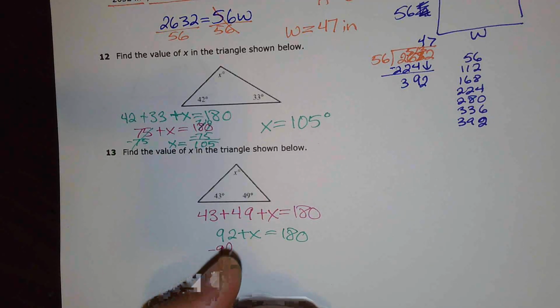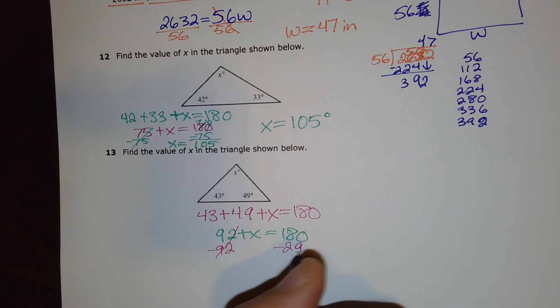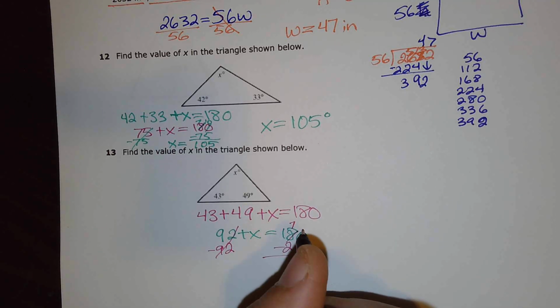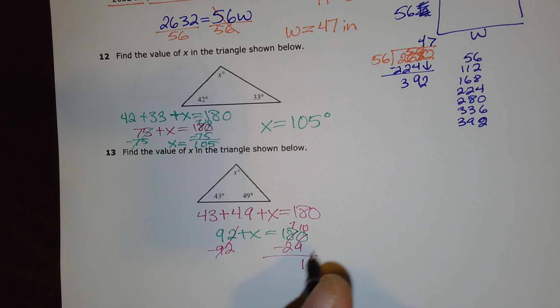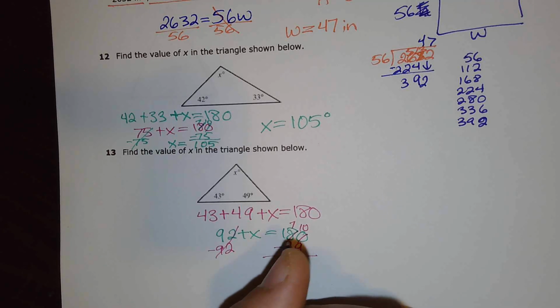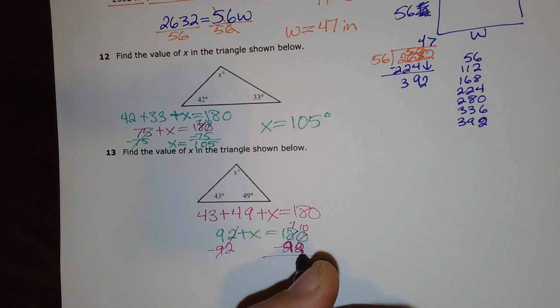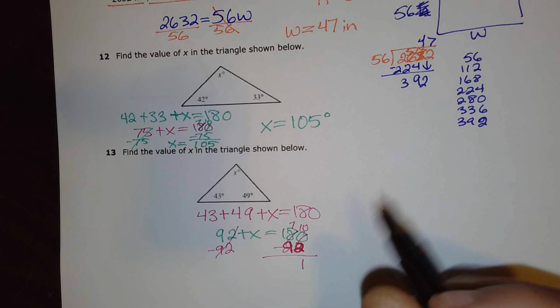Subtract 92 from both sides. It's a 7. That's a 10. That's a 1. And that is... Am I doing this right? Oh, no, I switched it. That's funny. Sorry. My bad. I switched it. Should have been 92, not 29. Silly me. Okay.